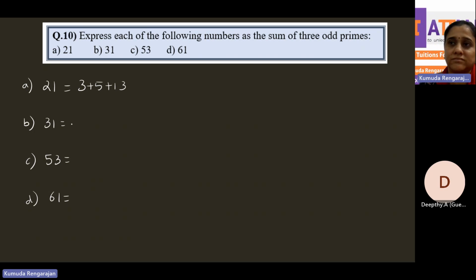7 plus 7 plus 7 plus 31. 7 plus 7 is 14. 14 plus 7 is 21. No, use different numbers. And you must use only 3 numbers, not 4 numbers. Mom, may I say? Yes, Deepthi? Mom, 3 plus 5 plus 23. Oh, sorry, Mom. Yes, 3 plus 5 plus 23.